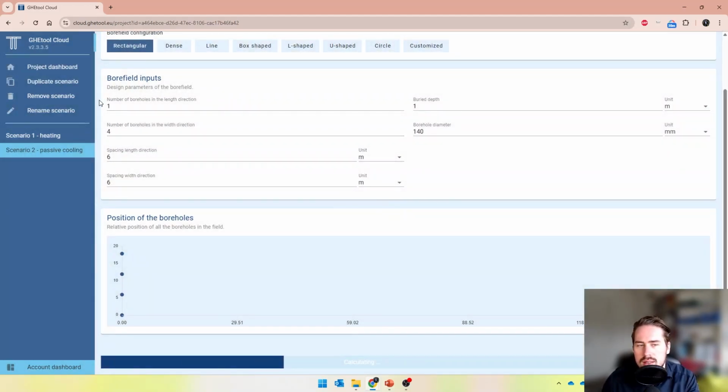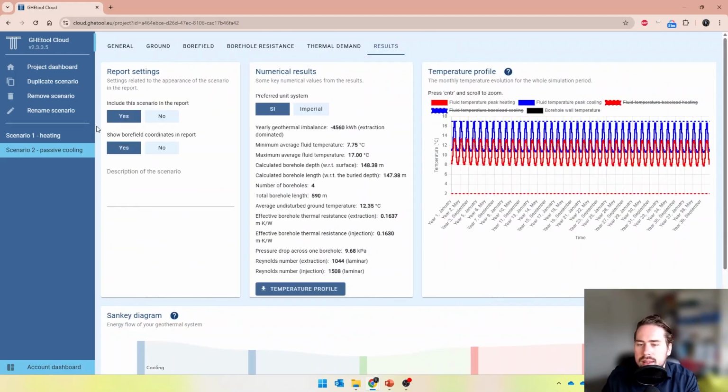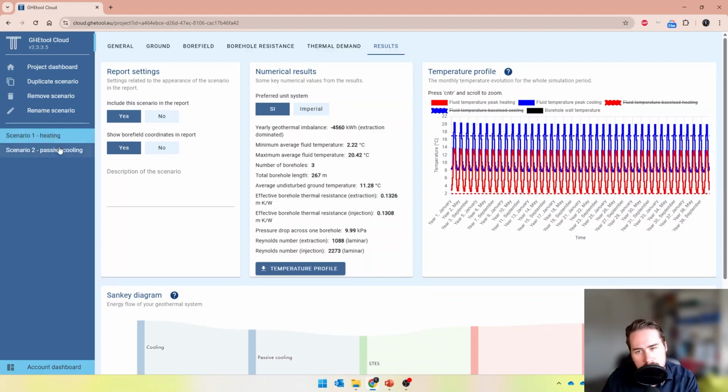And this is what I mentioned with the flow rate as well. If we go from 3 to 4 boreholes, now we're safe because we entered the flow rate for the entire bore field. But if you enter it per borehole, this would actually mean that a flow rate is now different between the different scenarios, which is not a good thing to be able to compare them afterwards. And this is the result. We are able to keep the fluid below the 17 degrees, so we are safe with our passive cooling, but we need 4 boreholes of almost 150 meters deep, with a whopping total borehole length of 590 meters, which is more than double the one we had before.